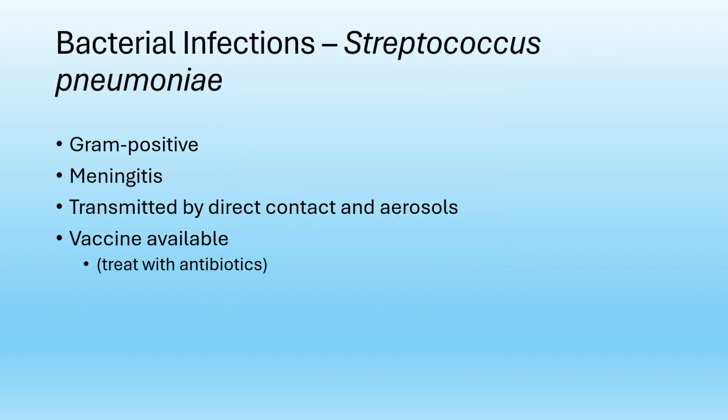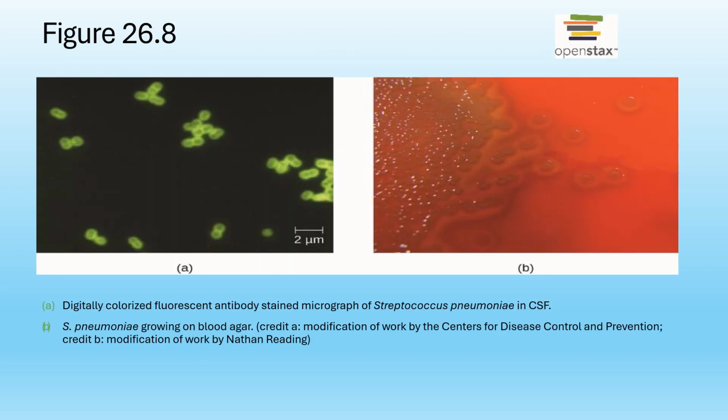Streptococcus pneumoniae is gram-positive. It can also cause meningitis. It also can be transmitted by direct contact as well as by aerosols. A vaccine is also available for it. If someone does contract it, you can treat it with antibiotics. This over here on the left is fluorescent antibody, which is why it's glowing green. That is Streptococcus pneumoniae that was extracted from the cerebral spinal fluid. And over here on the right, it is growing on a blood agar plate.